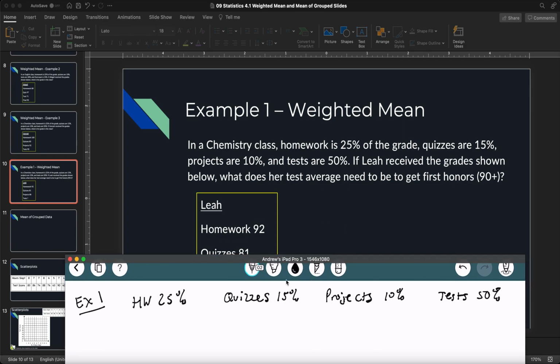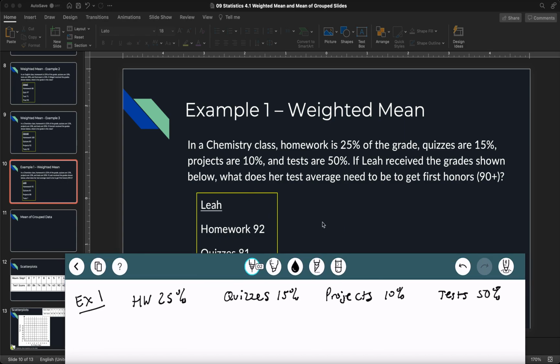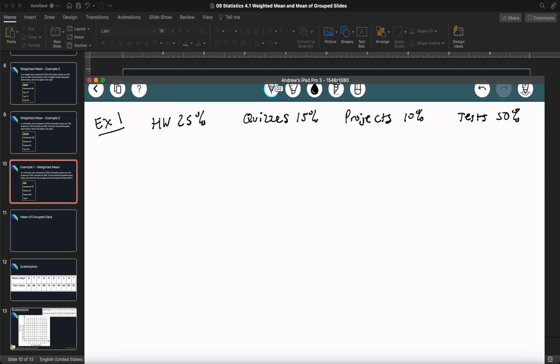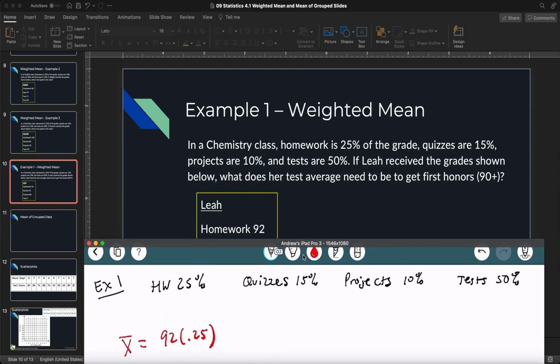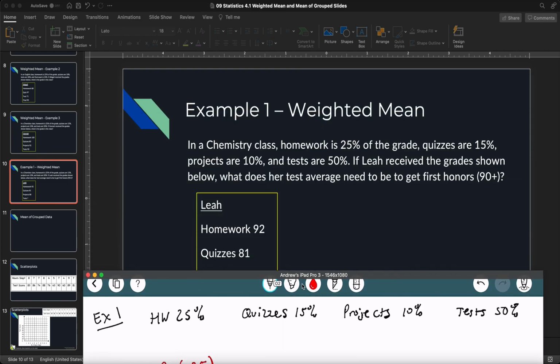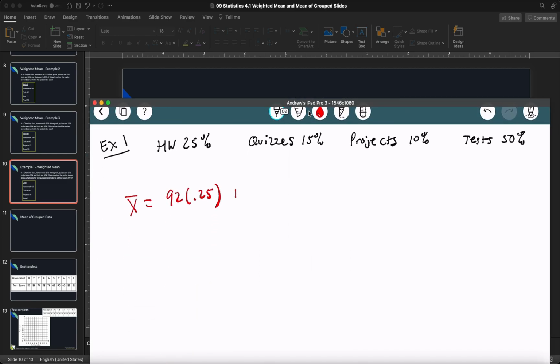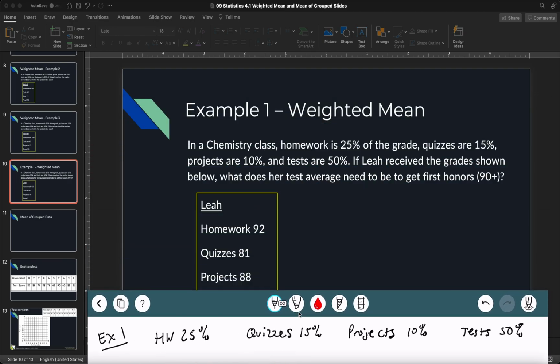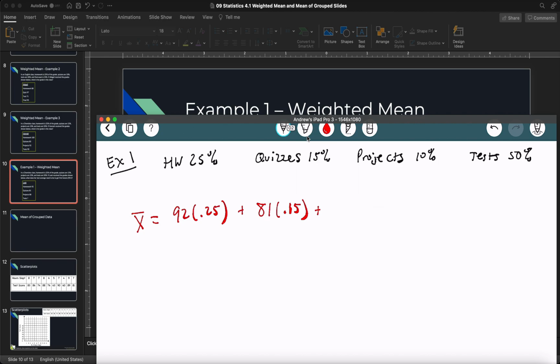So for 92, that's the homework grade, which is worth 25% of the grade. When I'm doing mean, my symbol should be X bar. So I could do the 92 times the homework, which is 25%. And then quizzes are 15%, and she got an 81. So I could add on the 81, which is worth 15%. Projects, she got an 88, and that's worth 10%. So 88 is worth 10%.